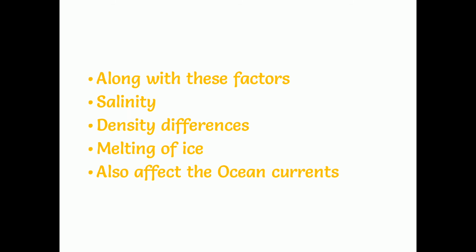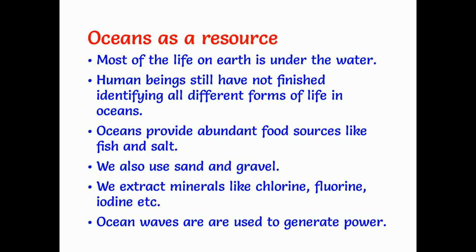Along with these four factors, what are the four factors, children? Centrifugal force, effect of winds, precipitation, solar energy. Along with these four, some other three factors are also there. What are those? Salinity, density differences, and melting of ice. These also affect the ocean currents.